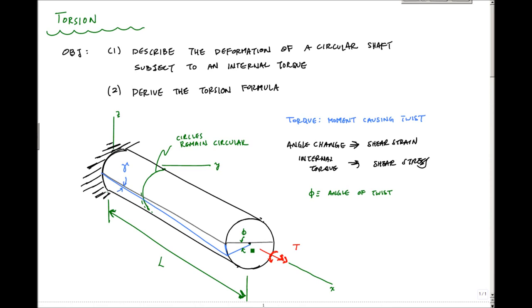And if you can tell from the side view of this line right here, this angle of twist decreases as I get closer and closer to my fixed condition right here. So it's a function of the length, or where we are along the length of my circular shaft.